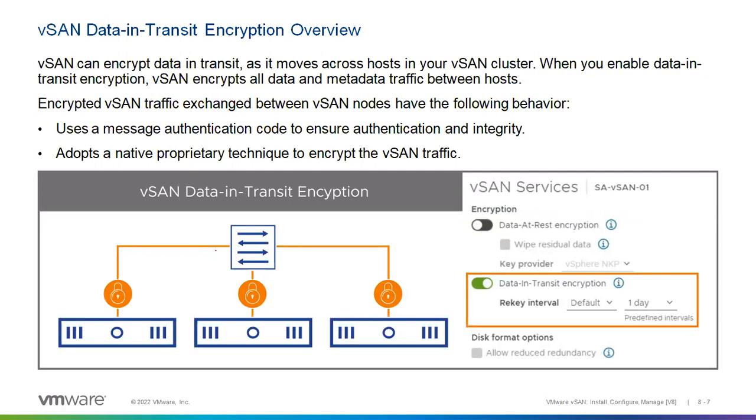So when we say data in transit encryption, it means that whatever storage data is traveling over the network, all my data is in encrypted format. We can enable data in transit with the key interval at default. After each day, it will create a new key for the data encryption. Encrypted vSAN traffic exchanged between the vSAN nodes has the following behavior: using a message authentication code to ensure authentication and integrity, and adopting a native technique to encrypt the vSAN traffic.